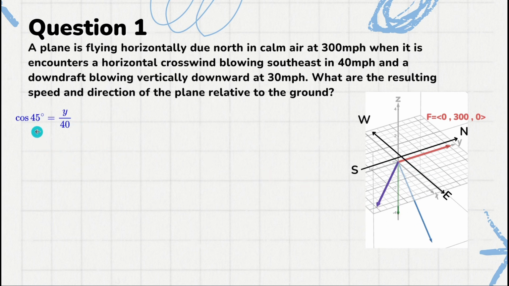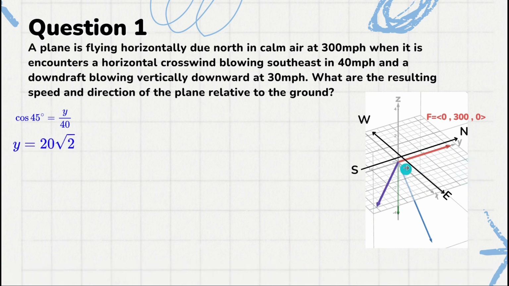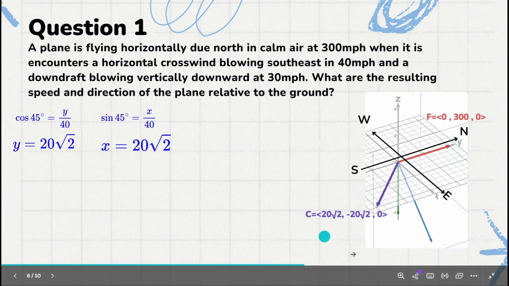So we use the trigonometry formula. Cos 45 is equal to the y component of this crosswind divided by 40. So we get that the y component of this vector is 20√2. We also need to find the x component, which is sin 45 equals x divided by 40. So we get x is also equal to 20√2. So this is the vector form for this force.